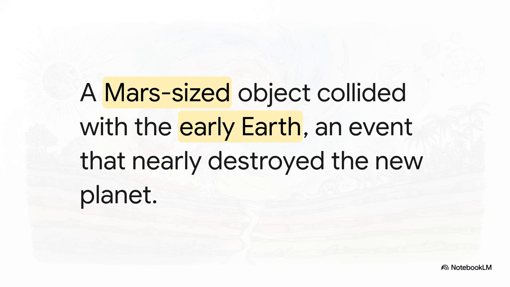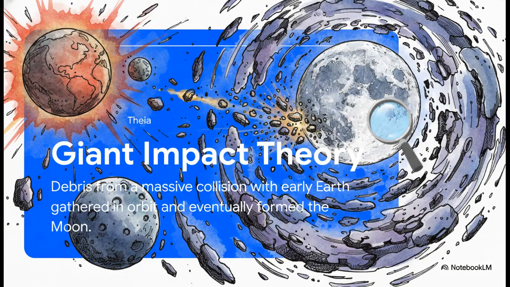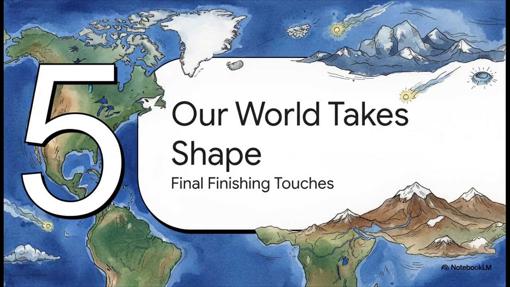This wasn't just a fender bender. It was a cosmic cataclysm. It nearly destroyed our world completely. It's just a wild reminder of how violent and chaotic the early solar system really was. But out of all that insane chaos came something pretty incredible. The huge cloud of debris that got blasted into orbit eventually clumped together to form our moon. It's just amazing to think that this catastrophic collision is the exact reason we have a moon in our sky tonight.